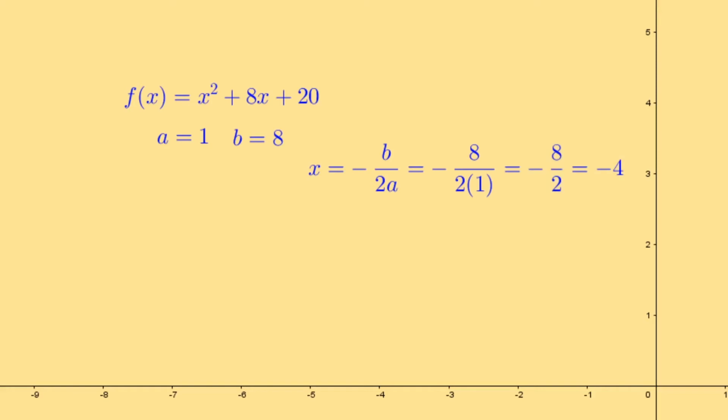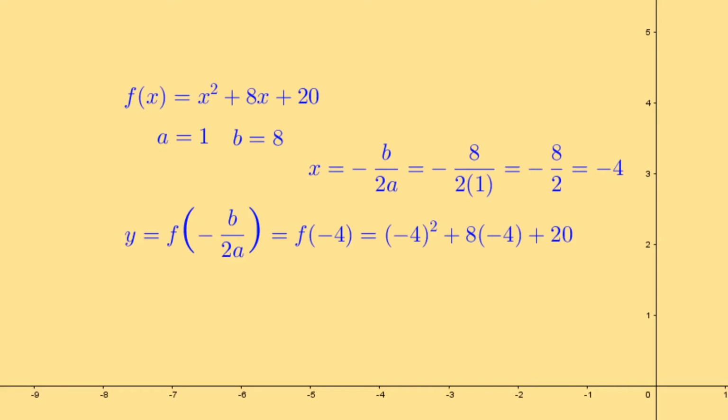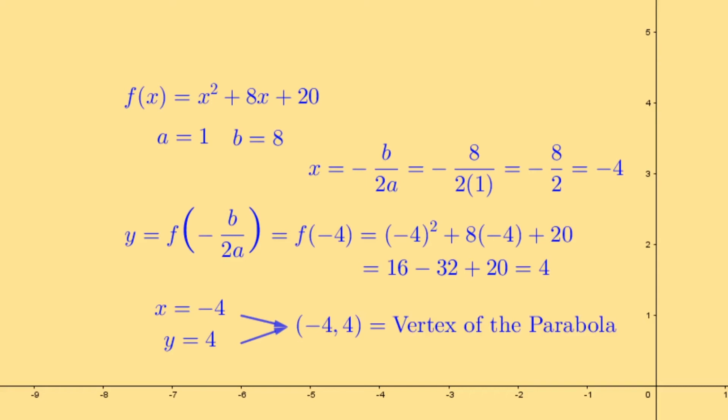And to find the y value of my vertex, I simply take my x value and plug it into the function. So I need to calculate f of negative 4, which is equal to negative 4 squared plus 8 times negative 4 plus 20, which is equal to 16 minus 32 plus 20, which equals 4. And so essentially I know now that my x value is negative 4, my y value is 4, and that gives me the vertex of my parabola, negative 4, comma 4. And we can plot this above, and we'll just fill in the parabola.